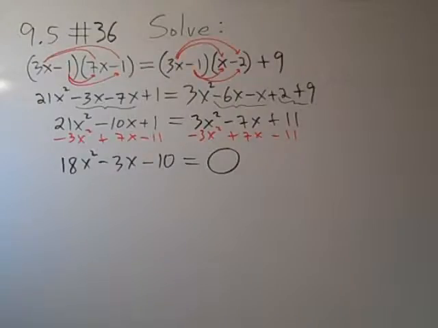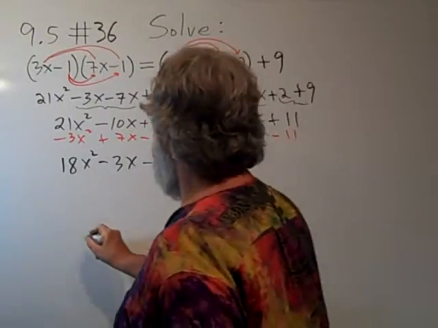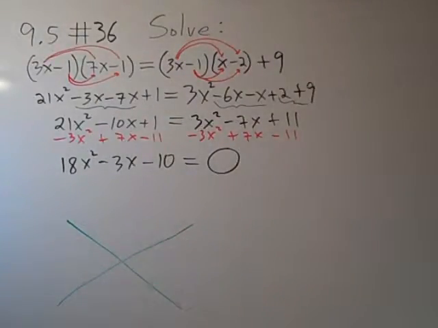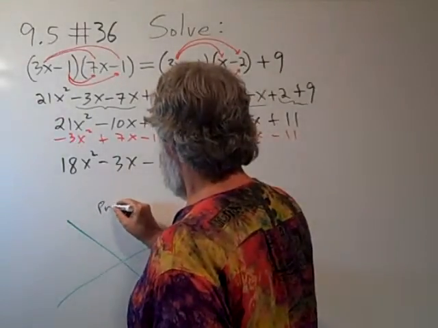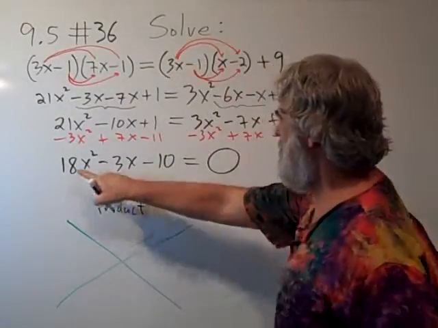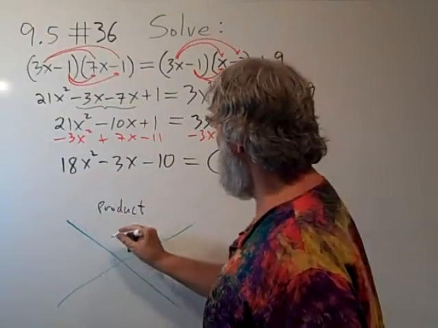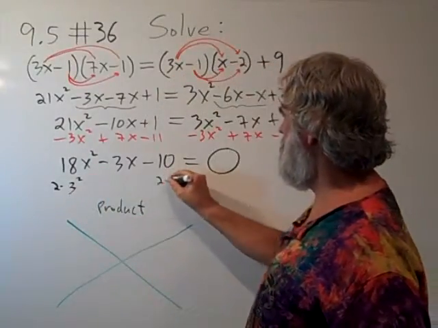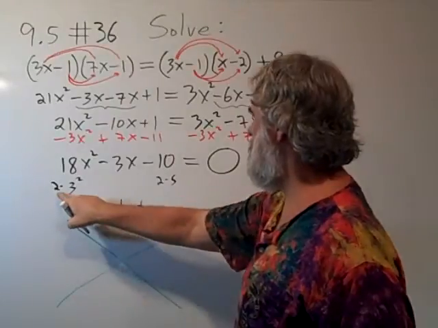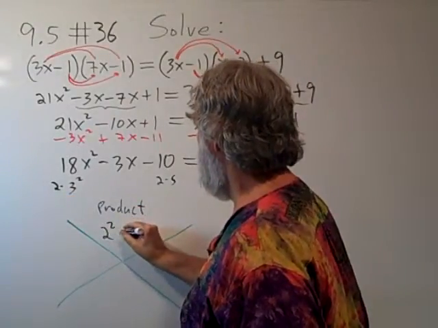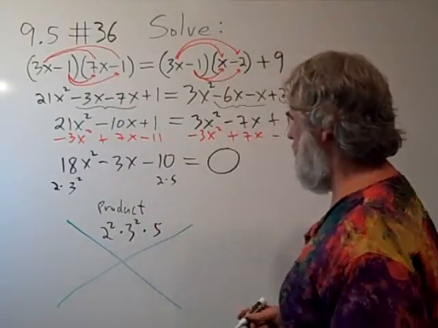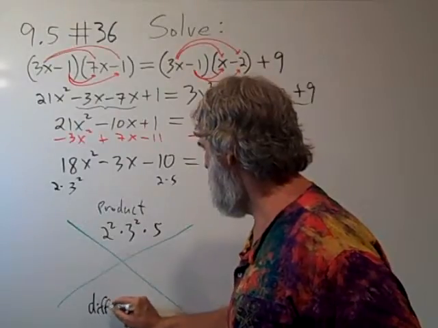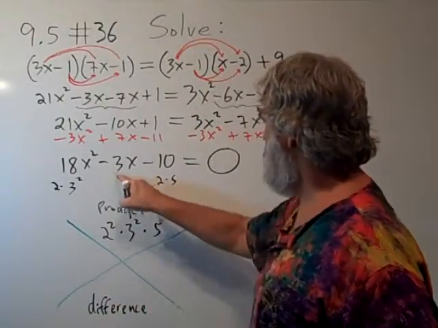So this is one of those situations where we need to find two numbers where the product is 18 times 10. 18 is 2 times 9, or 2 times 3 squared. 10 is 2 times 5. The product of the two is 2 squared times 3 squared times 5. And the difference is 3.